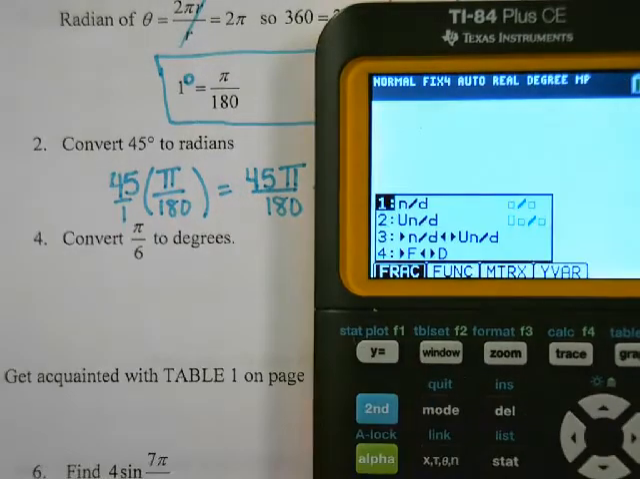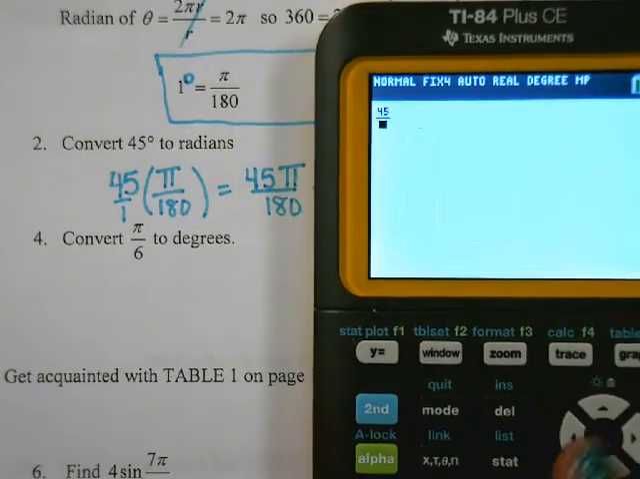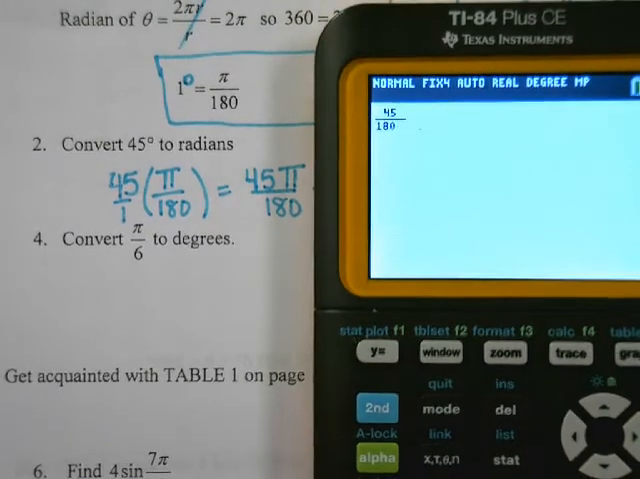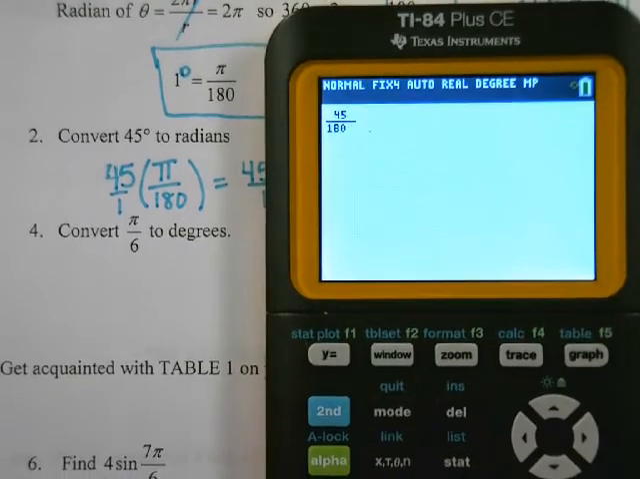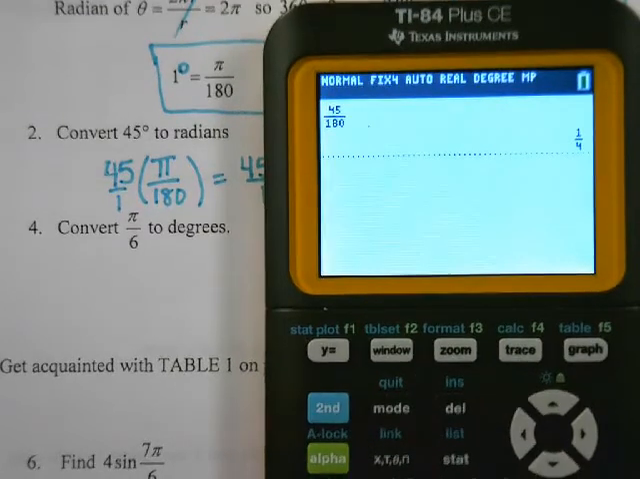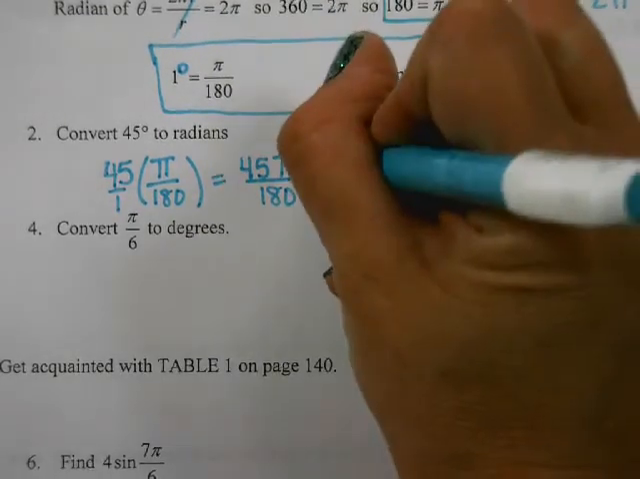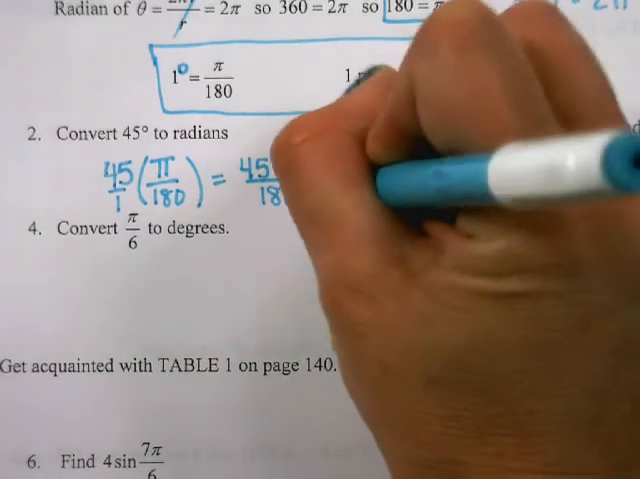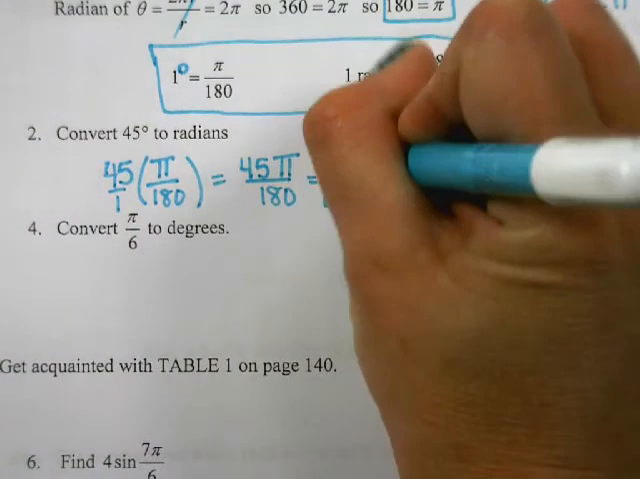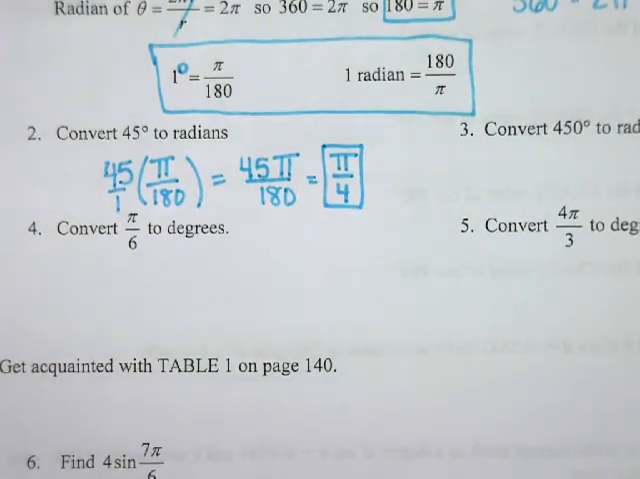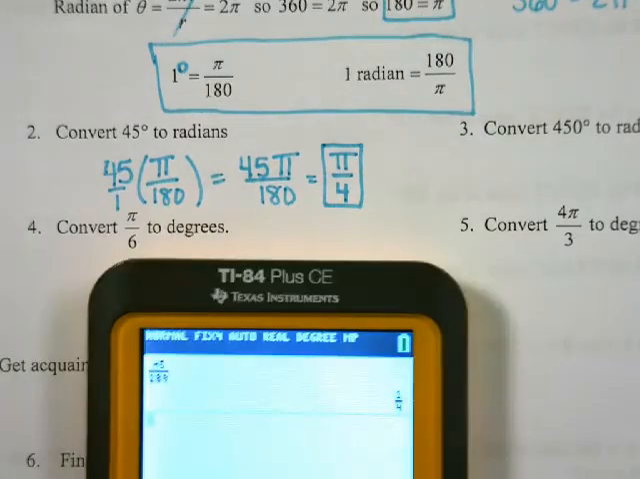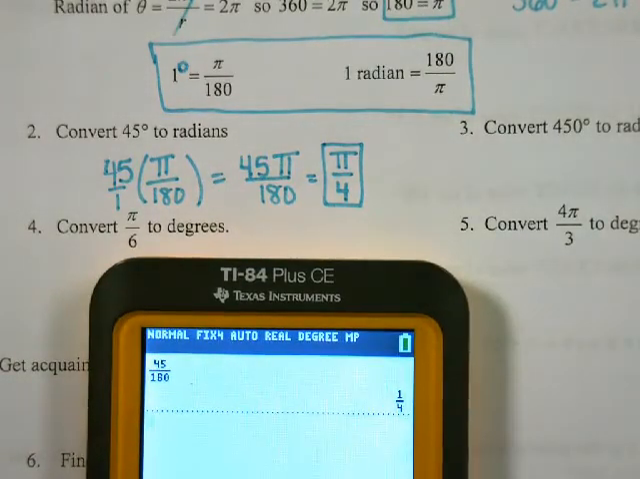Green, y equals 45 over, don't put the pi in there because it doesn't know what to do with pi, right? It won't give you a decimal. So 45 over 180 reduces to 1 over 4. So this is 1 pi over 4, or just pi over 4. Like I said, don't put the pi in your calculator.